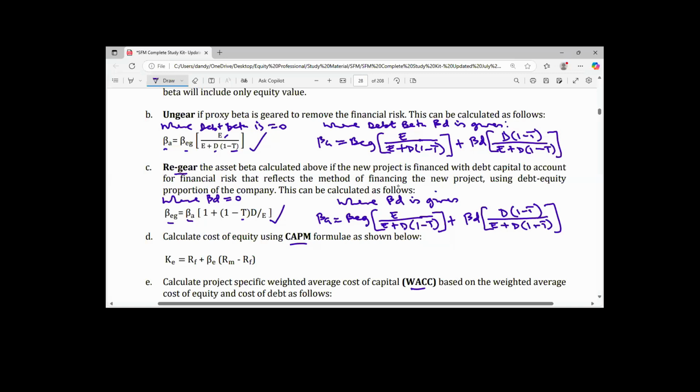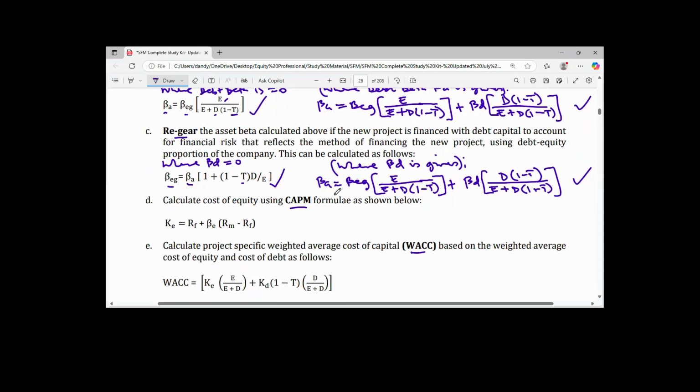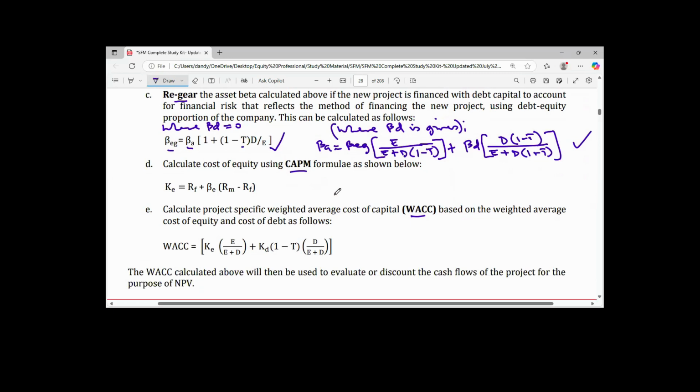The difference now is that you can see it's the same formula you have in step 2 and step 3 where debt beta is given. The only difference is just that in this step 3, you need the information of the main company. In step 2, you need the information of the proxy company. Okay, so that's the difference between the two. Then once that is done, you then move to step 4, which is to calculate cost of equity using CAPM.